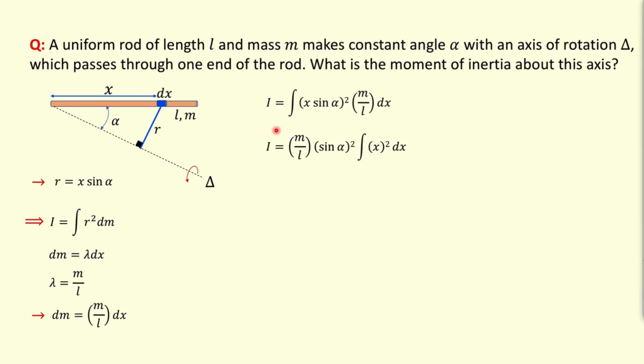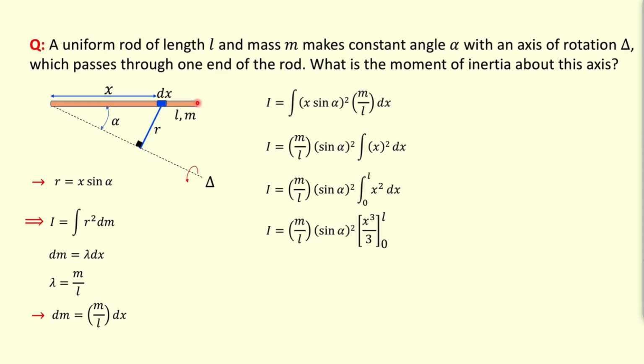And also, since m, L, and sine alpha are constant, they don't change in this question, we can take them out of this integral. And the integral is along this rod. That means x changes from 0 to L.